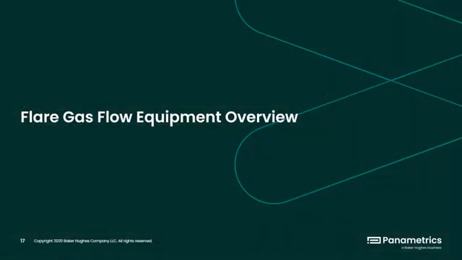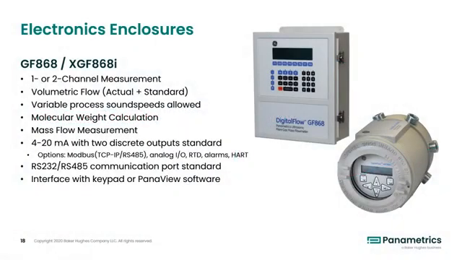Now that we have had some time to discuss the terms and theory surrounding ultrasonic flow measurement, let us take a look at the equipment that is likely in use at your facility today. The enclosures of your flare gas flow meter can come in various versions of these two main enclosures. First, we have the general full-size box-style enclosure known as the GF868.